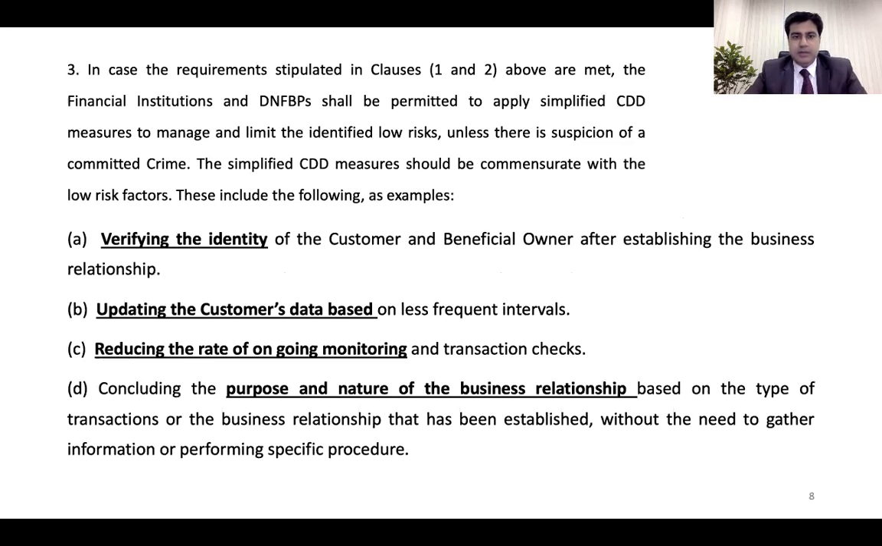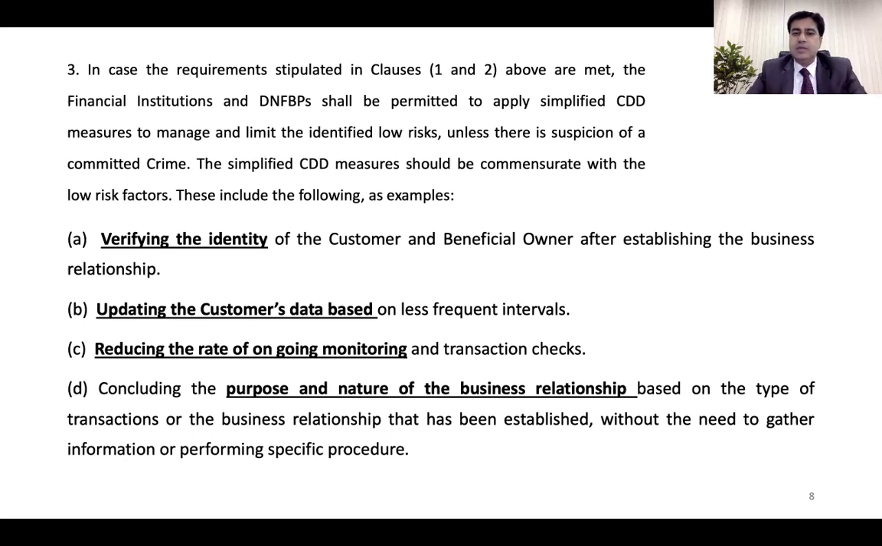Now, point number 3 of the article says, in case the requirements stipulated in clauses 1 and 2, which we have read before, are met, the financial institution and DNFBP shall be permitted to apply simplified CDD. So you have done all things, you have all documents, you have all information, and you are comfortable as per your risk management that transactions are aligned. Then what? Then you can do a simplified CDD. Now, simplified CDD also requires us to have minimum information for verifying the identity of a customer. So that means the documentation required for onboarding an individual or a company remains the same.